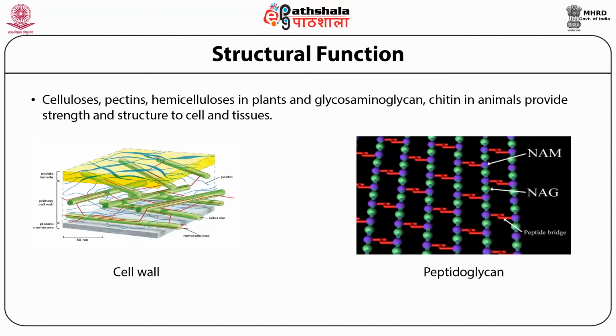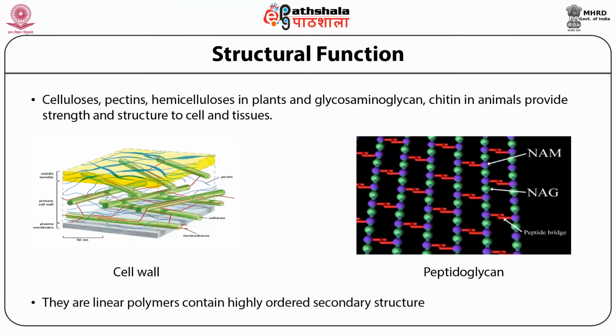Whereas in bacteria, the cell wall is composed of N-acetylmuramic acid and N-acetyl glucosamine, which are present in an alternating network frame. The polysaccharides which play an important role in structural function are basically linear and also contain a highly ordered secondary structure.